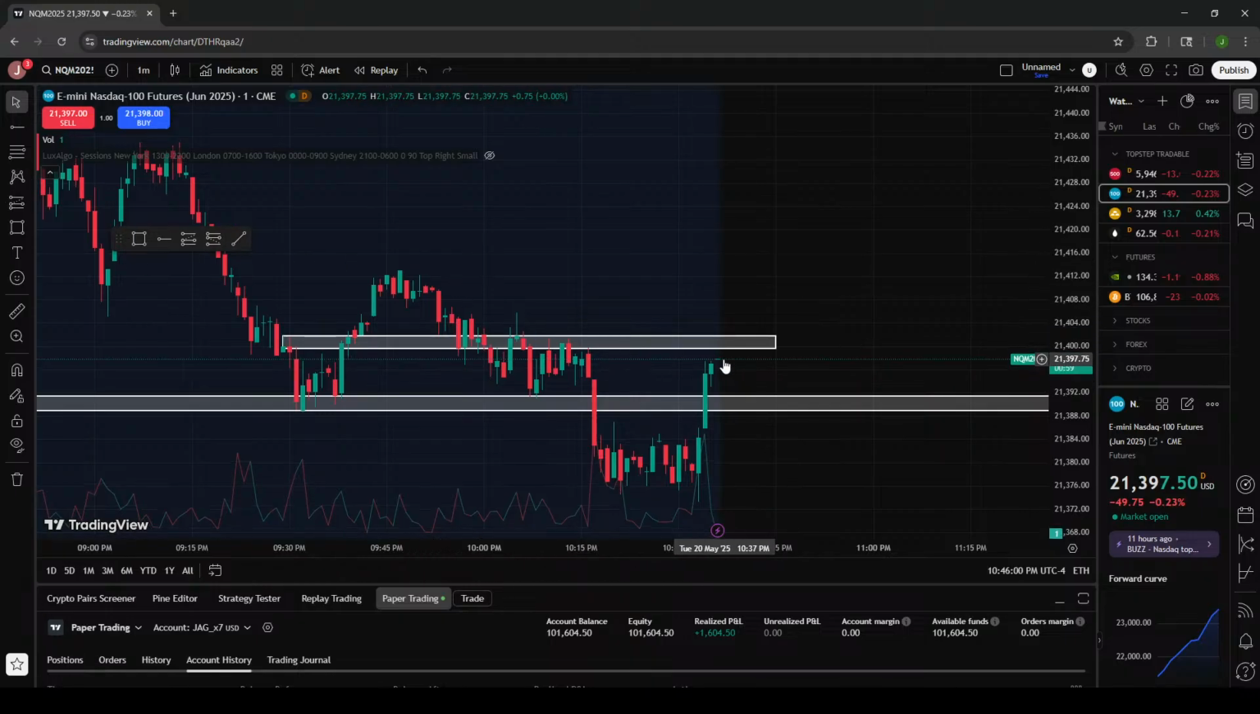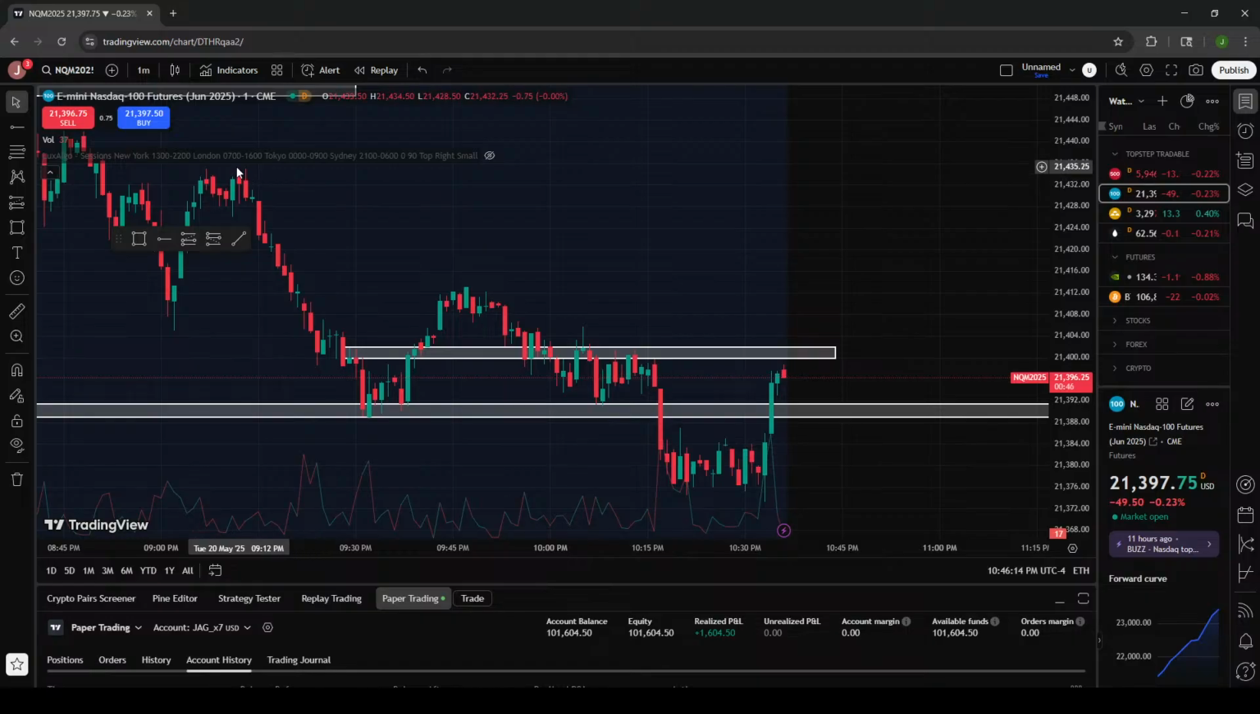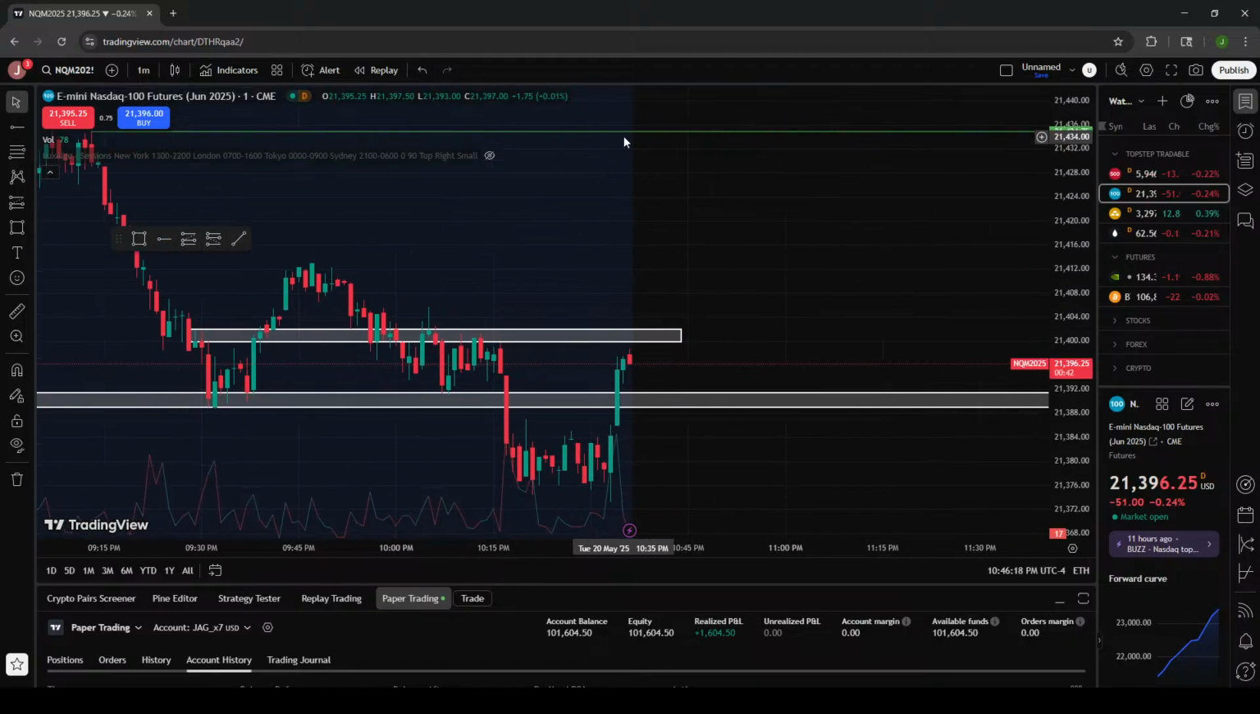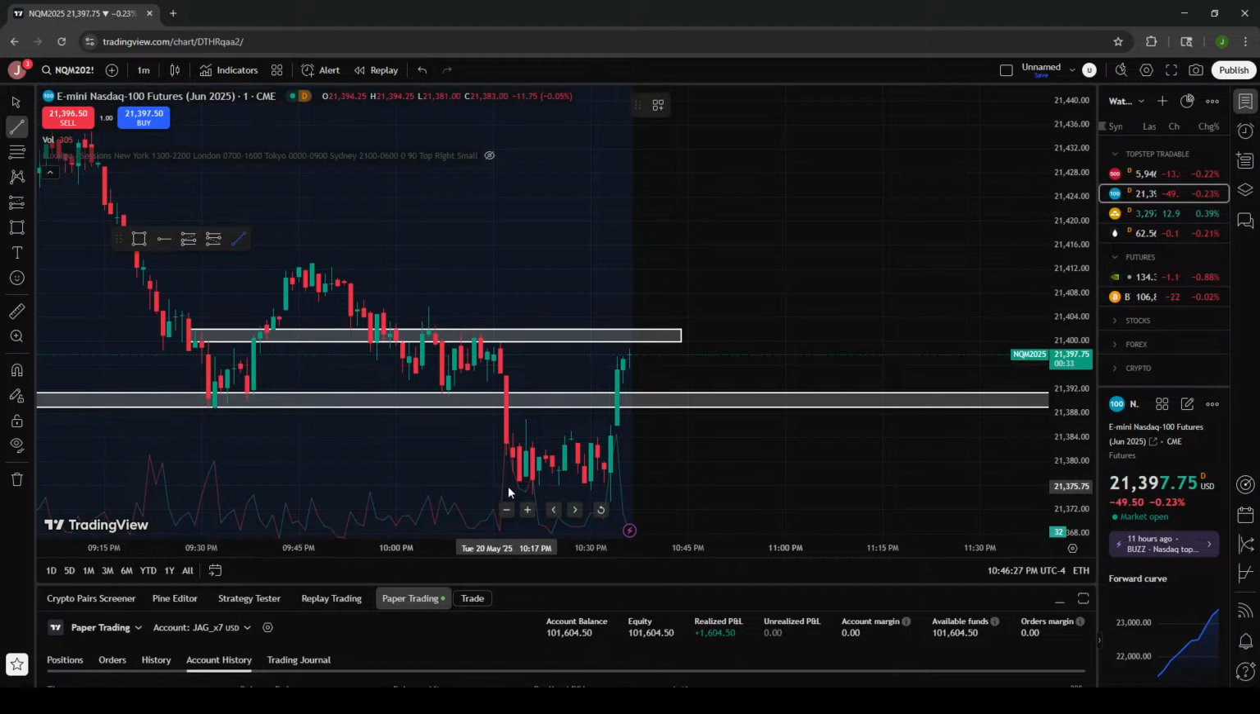If it does go to break this small resistance zone I just made, excuse me. If it does break this zone, I might shoot for this high in a buy. If not, I might look to go into a sell and target this low right here. I'll make a little line so you can see what low I'm talking about. Shoot for this low down here just to make a small profit.